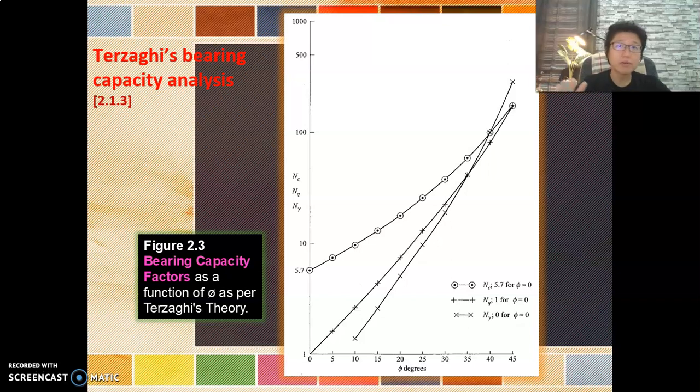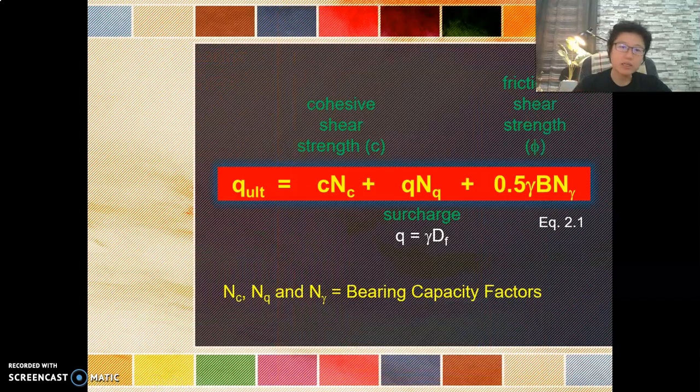This chart came out from equations, formulas. So if you don't like the formulas, you can do the chart. It's very easy to use. All you need to know is the phi. That is the friction angle of your soil. Say it's 25, you pull it up, and you just read off the chart whatever Nc, Nq, and N gamma that you want. Right? Now let's look at the equation again.